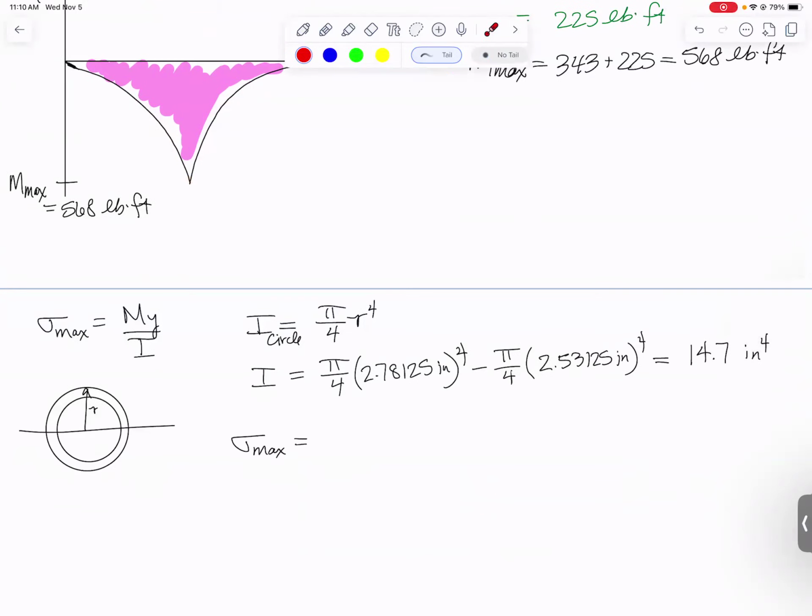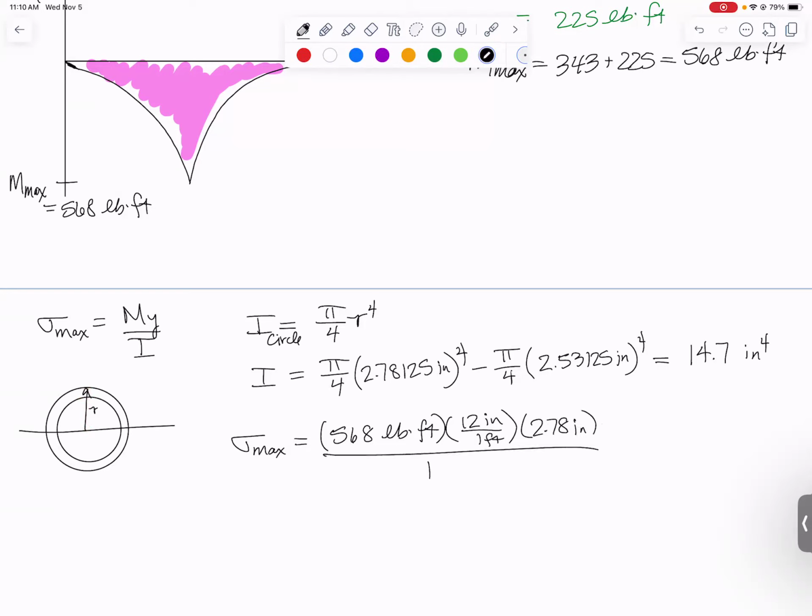It's going to be our moment, 568 pound-feet. And I don't want to leave feet in there. Let's convert that to inches right away. I've got 12 inches in 1 foot. The y distance is what is the farthest you can get from that centroidal axis? That'll be that outer radius, 2.78 inches. And then in the denominator, we put our 14.7 inches to the fourth. And the number that comes out is 1290 psi for 6061 T6 aluminum.